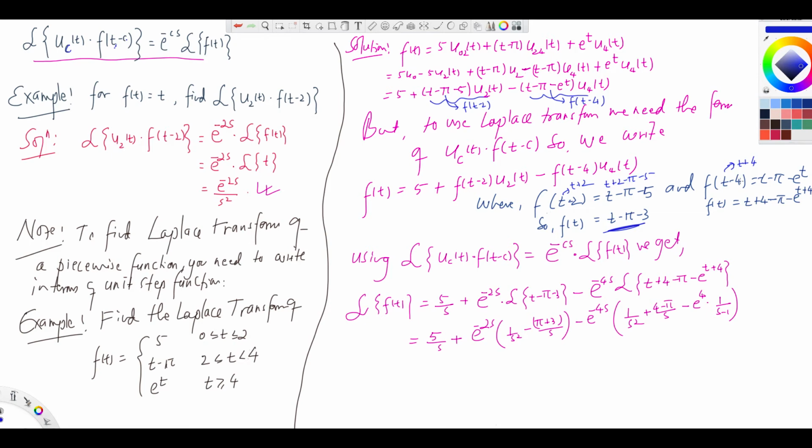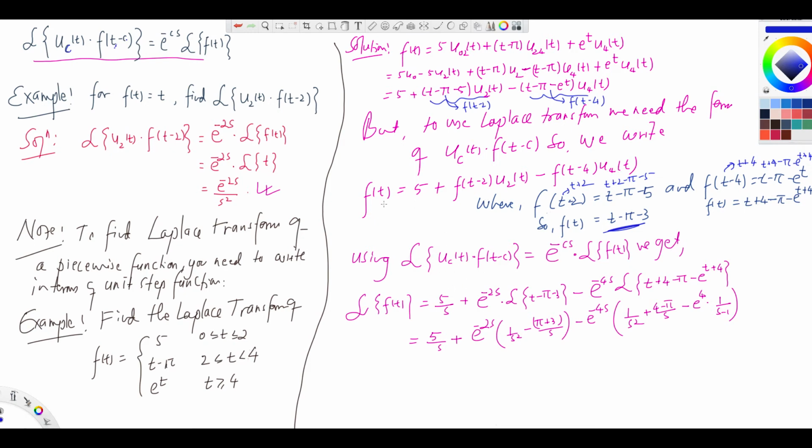And for the other case, what is that? If you replace t by t plus 4, it will be t plus 4 minus pi minus e to the t plus 4, right? So what do you get? It is t plus 4 minus pi minus e to the t plus 4. That's what you get for ft for the second one. Okay. Now we're going to find out the Laplace transform.